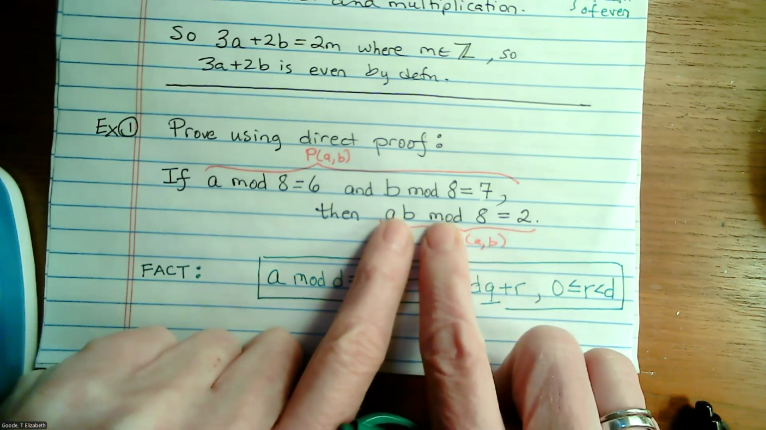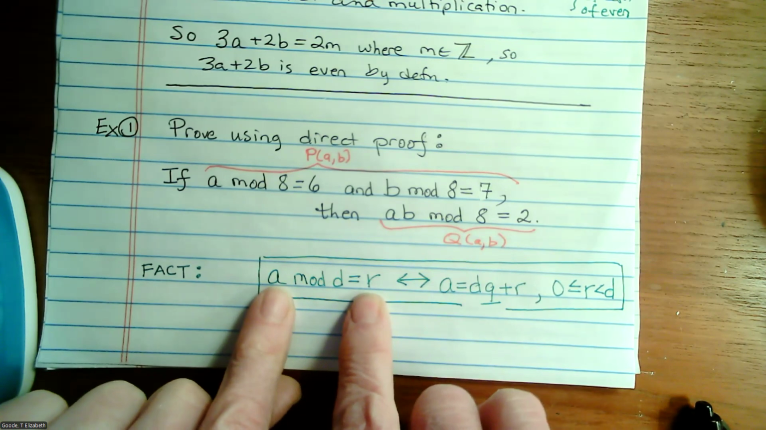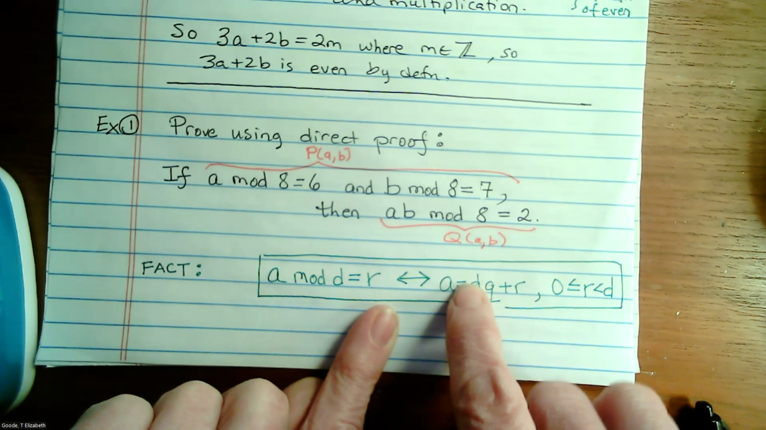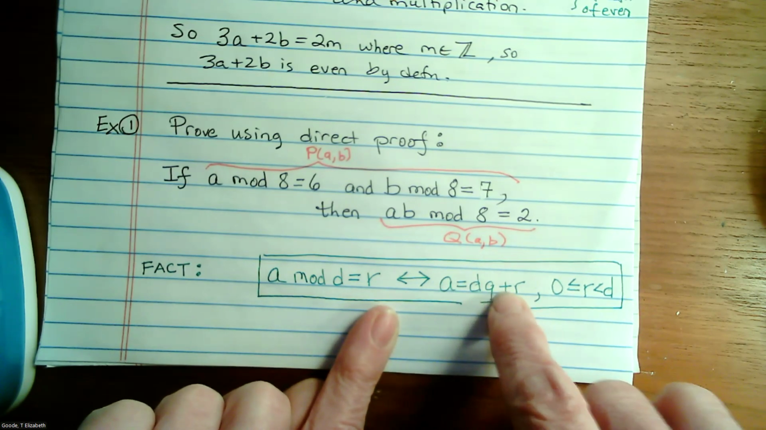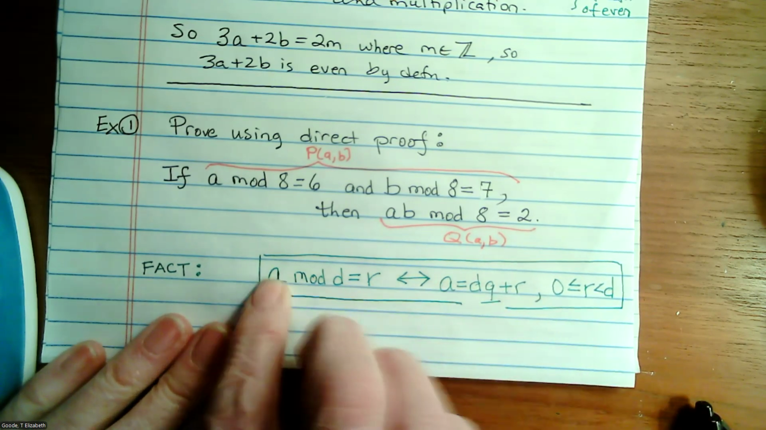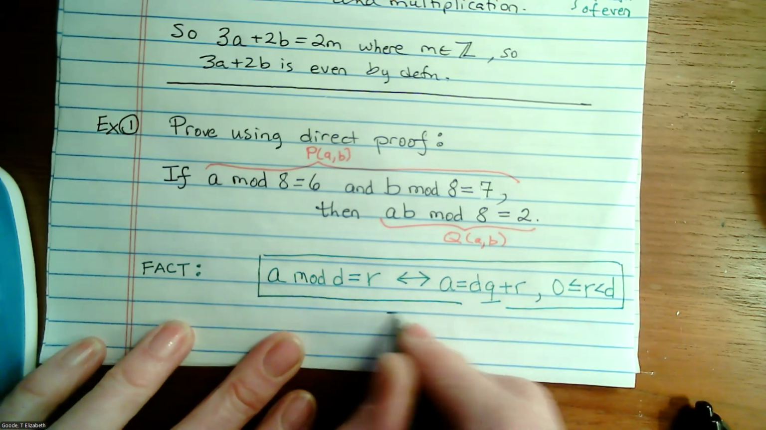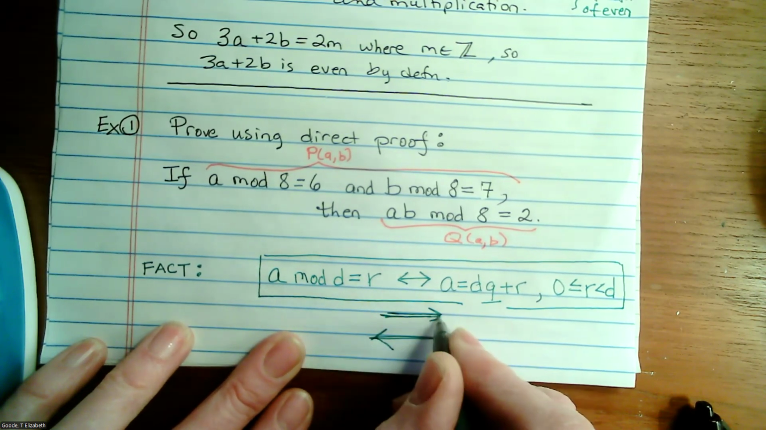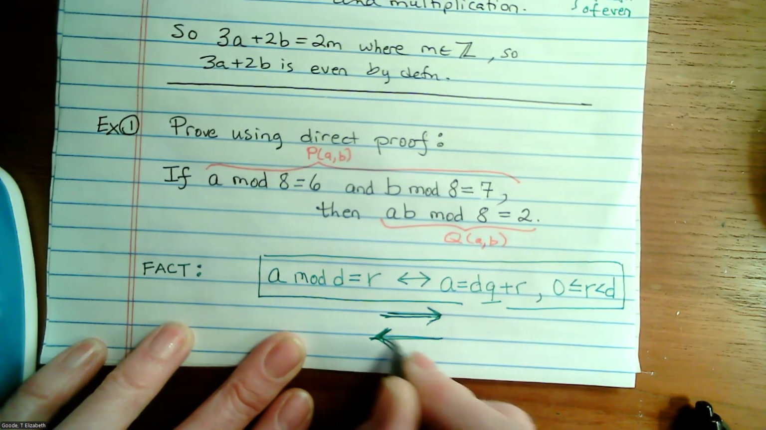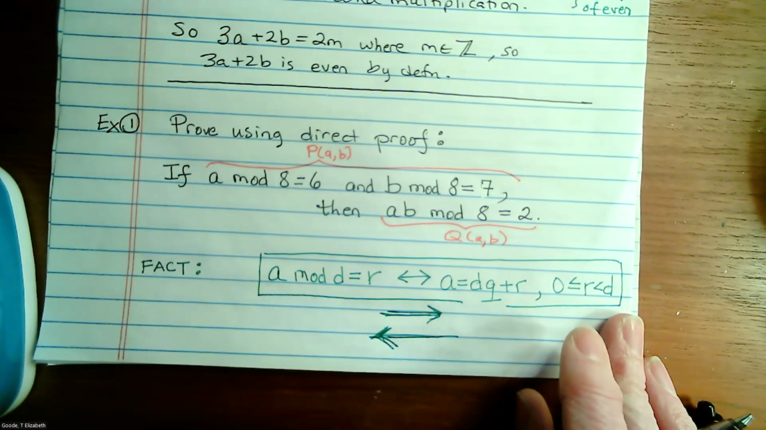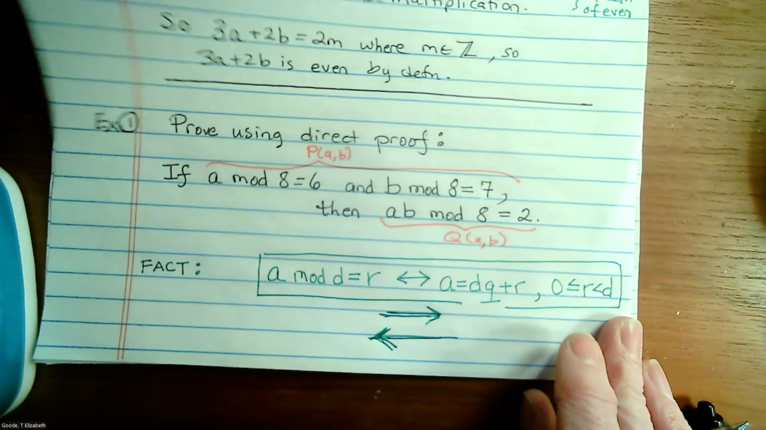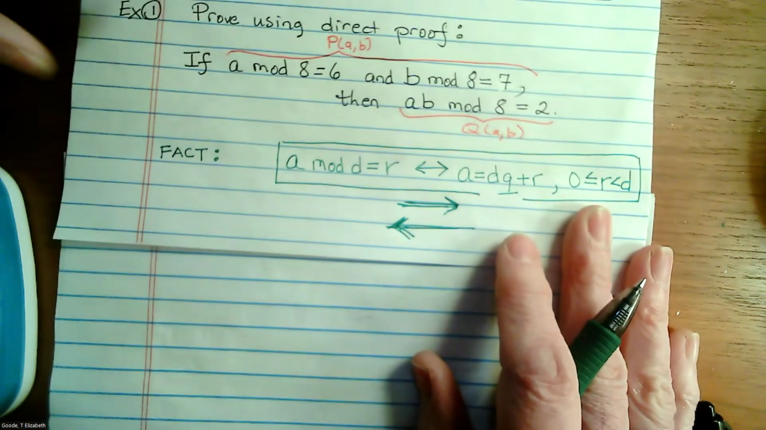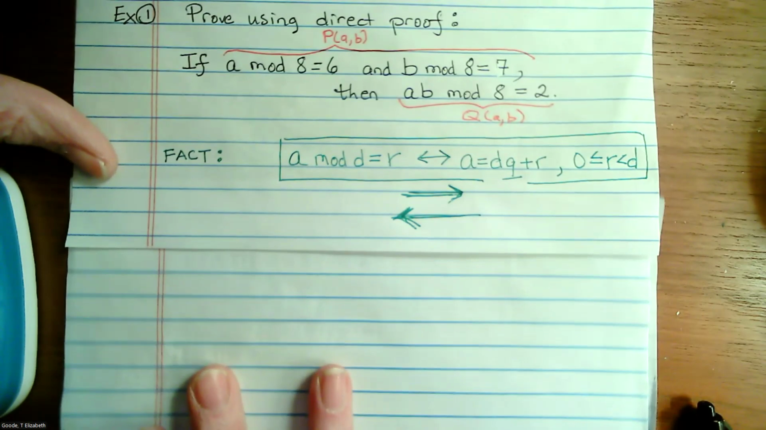And then to prove that AB mod 8 is 2, we know we have to get an equation where AB equals 8 times some integer plus a remainder of 2. This goes both ways. We're going to use it this way, and then we're going to use it back this way. All definitions actually are two-way streets, even though traditionally in English mathematics, we only write the definition with an if. Definitions are actually if and only if statements.